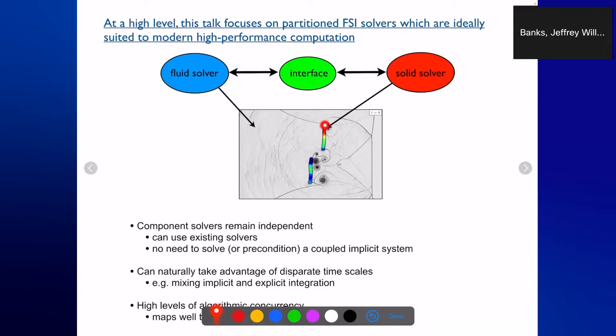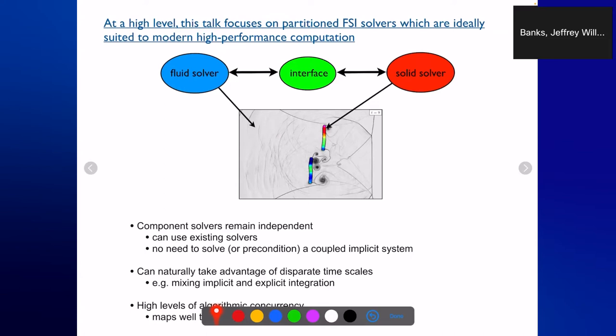The idea of a partitioned solver, if you're not familiar, is the fluid is going to be some solver. The solid is going to be some solver. You can think of those as each some code, some package maybe. And then they're going to talk to each other only along the interface. This is in contrast to monolithic type schemes where you put everything into one giant linear or nonlinear system and then try to solve it.